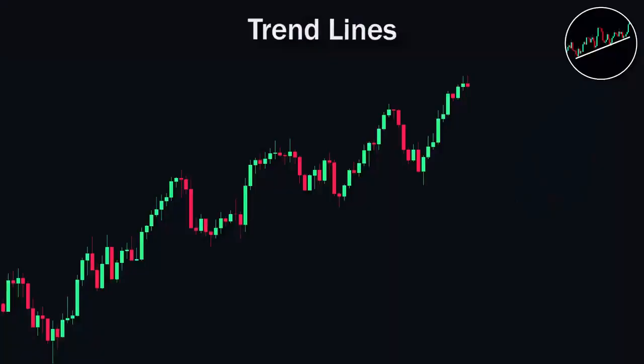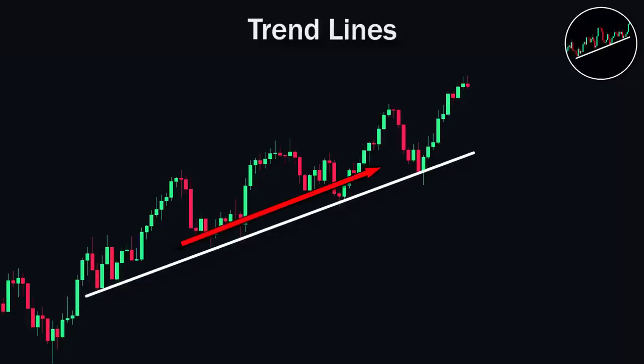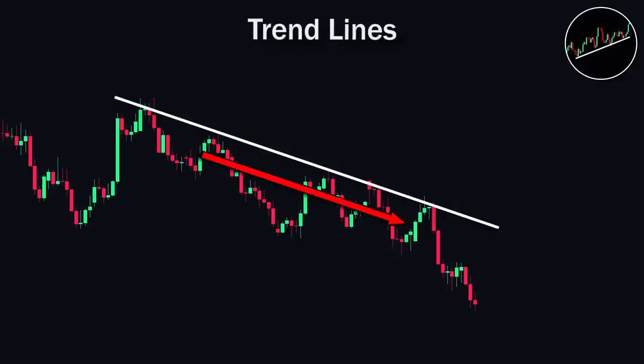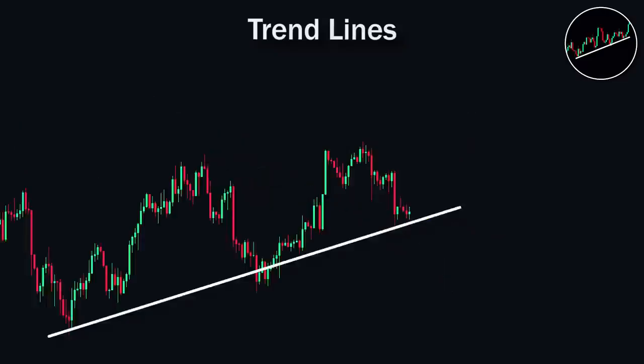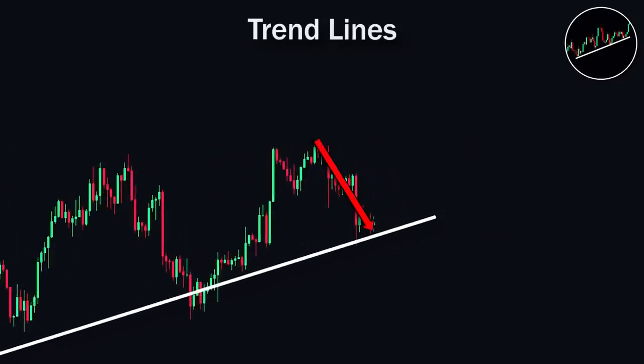Trendlines. Trendlines are key levels that form diagonally during a trending market. You can use trendlines to identify the overall direction of the price. Upwards trendline means bullish, downwards trendline means bearish. And similar to support and resistance, you can also use the trendline to identify possible entry scenarios. For example, if price retraces back to a trendline, it can be a good opportunity to take a buy position.